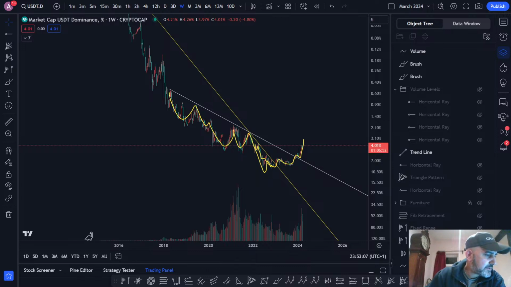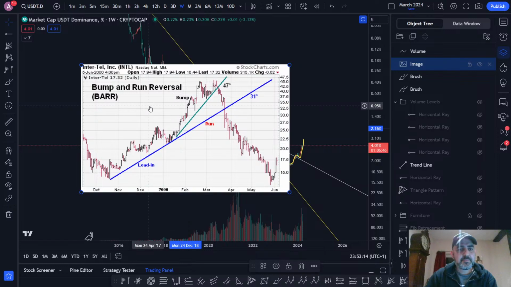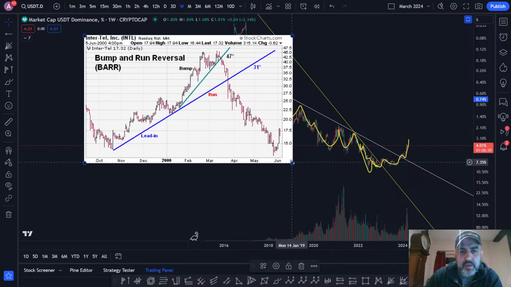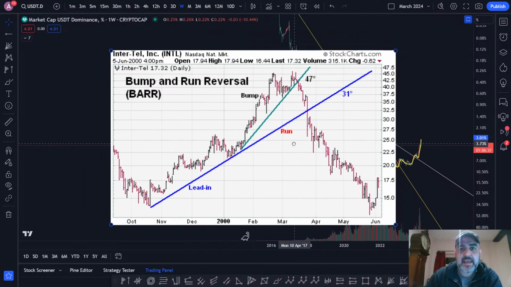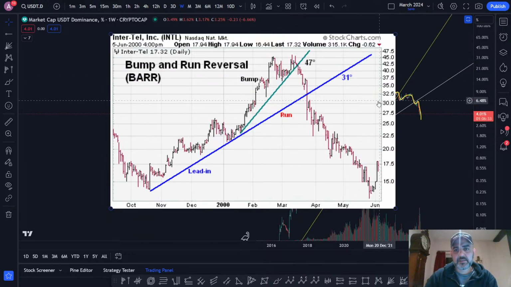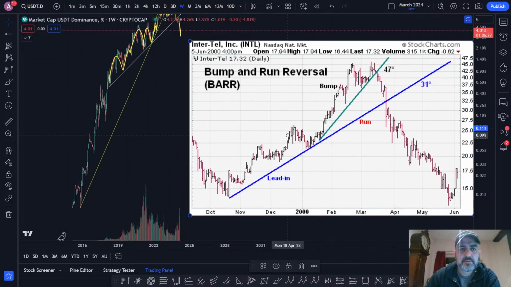Okay, here it is. Copy image. So this is the bump and run reversal. I think this is what we're seeing now on USDT. Let me reverse it back and compare it to where we are now.